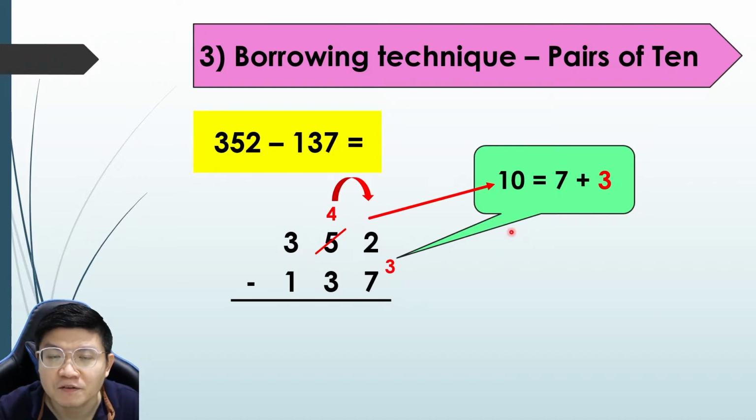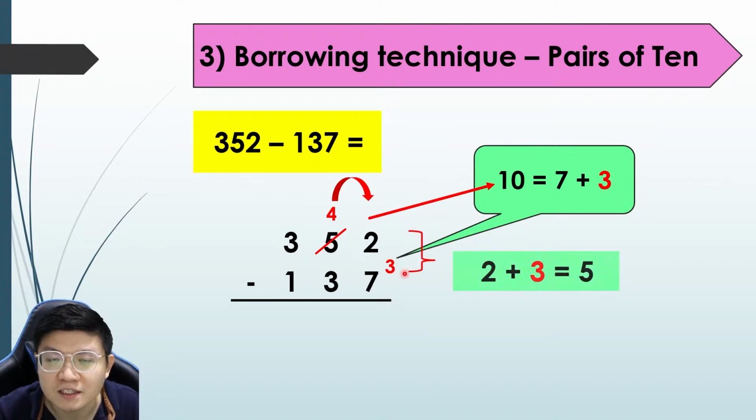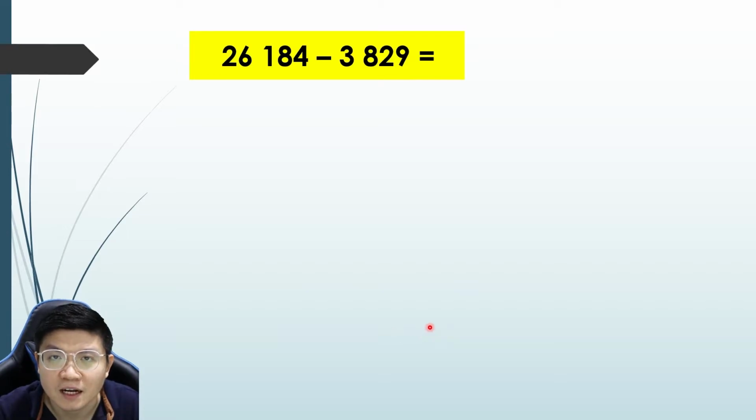Instead, we are finding the friends of 10. So who is a friend of 10? By looking at the 7 here, 7 and its friend is actually 3 to become 10. So we write a 3 here. Now this 3 is going to be added to the 2 this time, so it becomes 5. So 4 minus 3 is enough: 1. 3 minus 1: 2. So let us look at another example for better understanding.